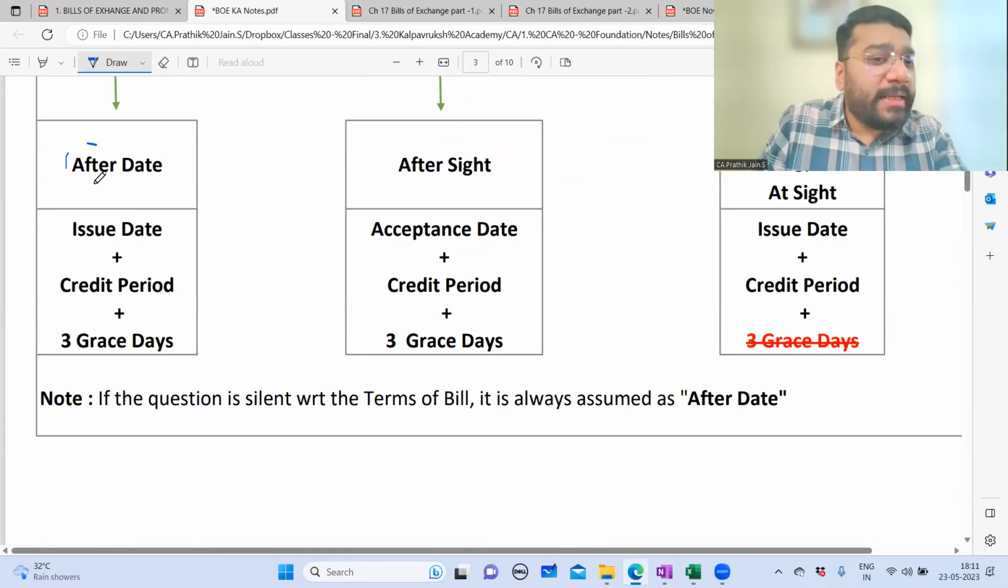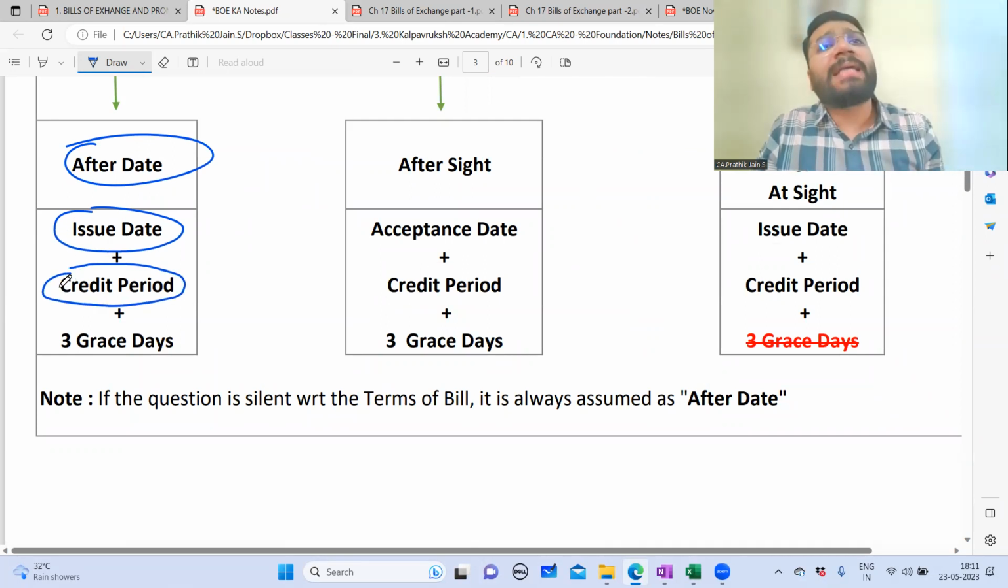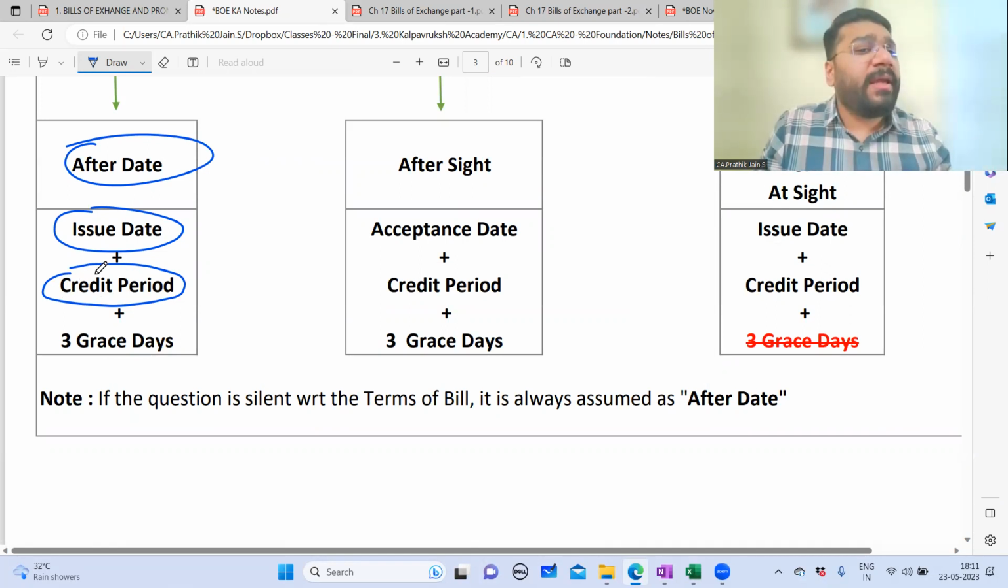So if your term of bill is after date, you'll take the issue date as the base date. With that, you'll add the credit period. The credit period will be as agreed between the buyer and seller. It could be 9 months, 3 months, 6 months, 2 months, 1 month, 30 days, 40 days, 60 days, however you want it. So issue date plus credit period.